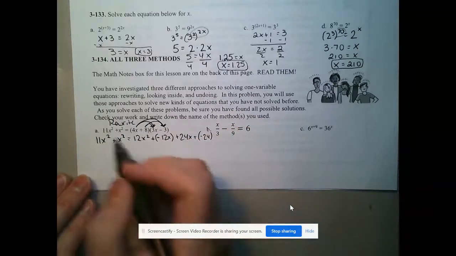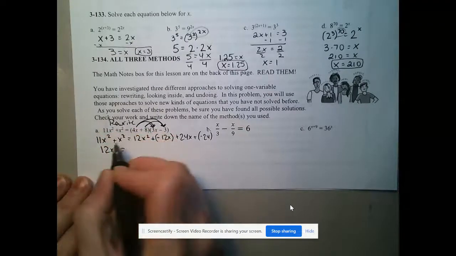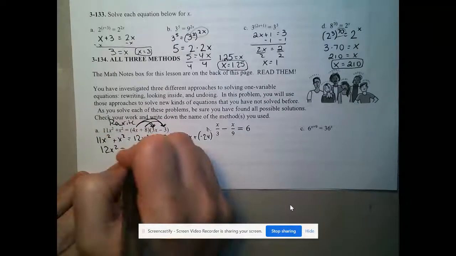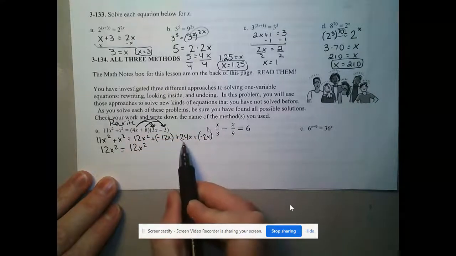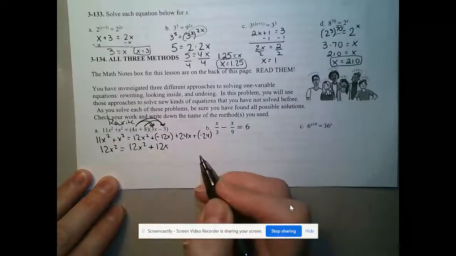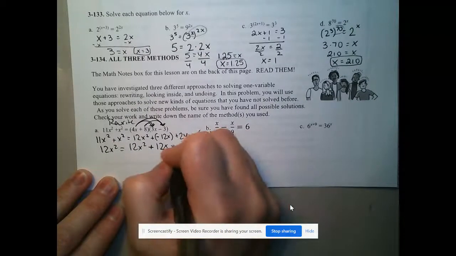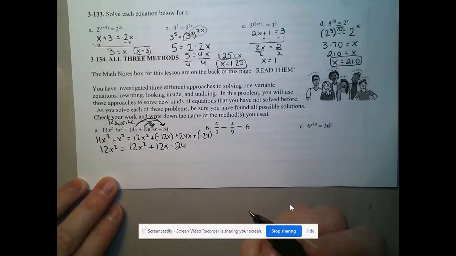I can start simplifying. The 11x and the x squared is 12x squared. Combining the x squared terms on the left, I'm going to have a 12x squared. I've got minus 12x and plus 24x. When I combine that is a positive 12x. And then the minus 24, which I can't combine with anything, but it's still got to be written down.